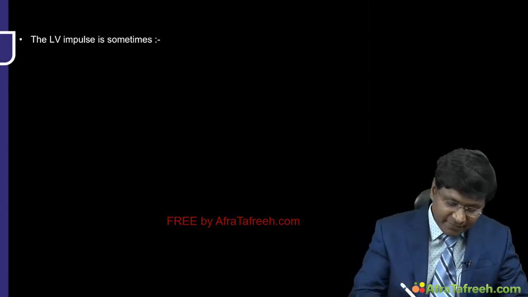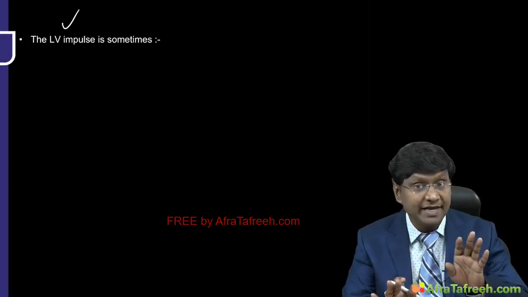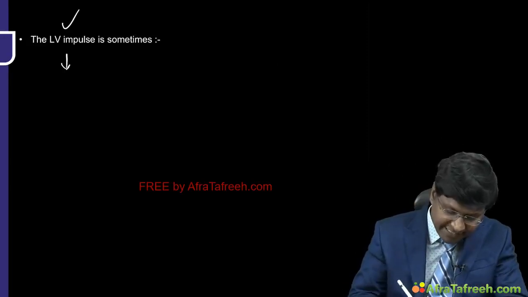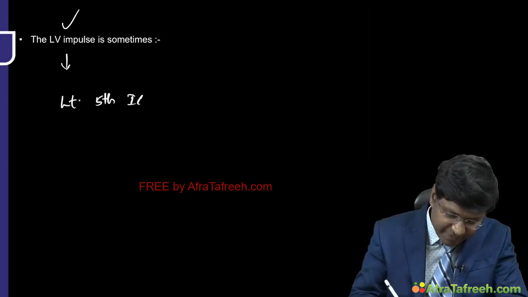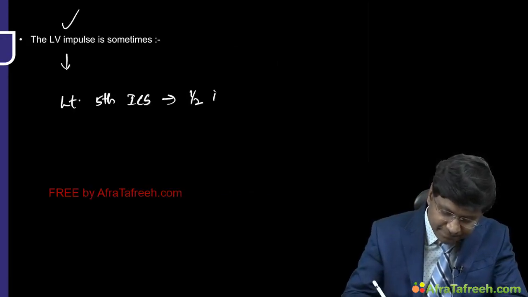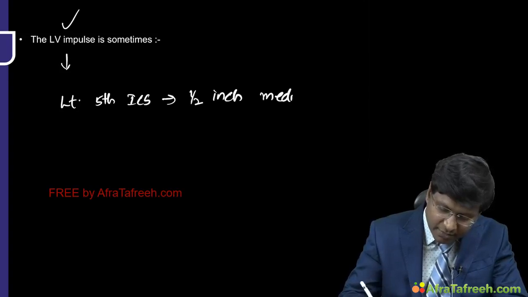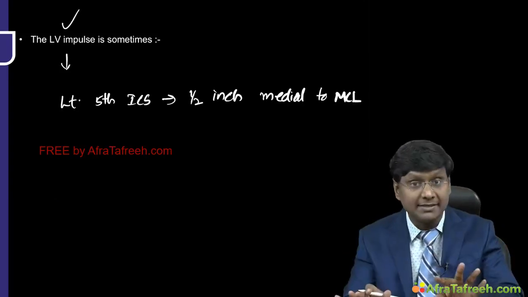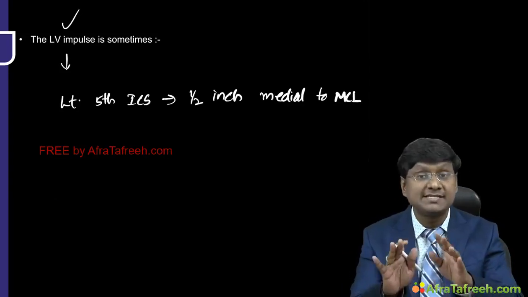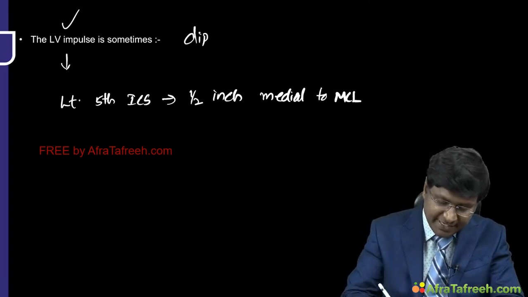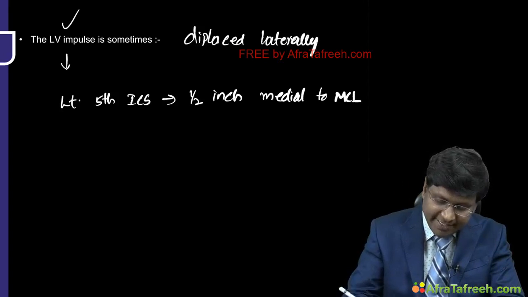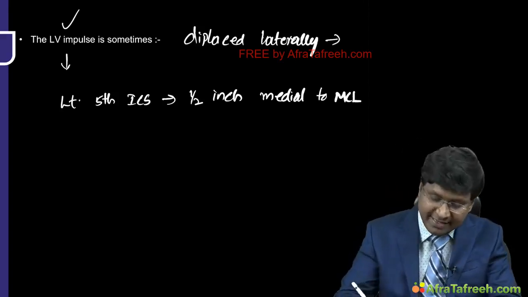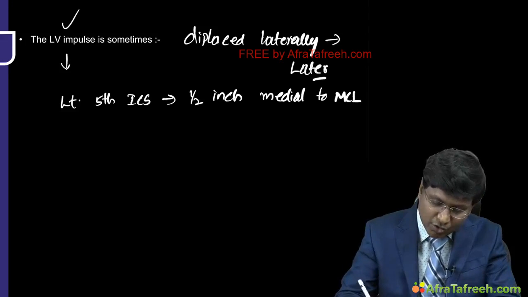Now, if you take the LV apical impulse, most of the time it is present in the left fifth intercostal space, half an inch medial to the mid-clavicular line, which is the normal position. But occasionally it is displaced laterally. And when will this happen? In the later course of the disease.